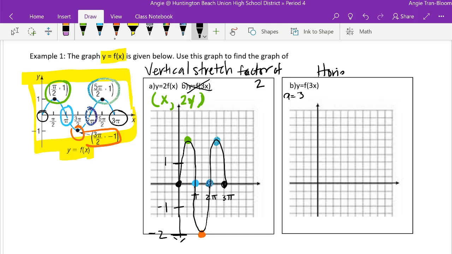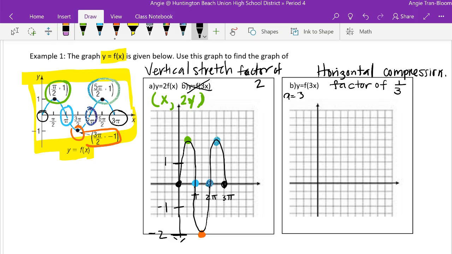Horizontal. We'll spell it out first. Horizontal what? Compress. Okay. Horizontal compression or horizontally compress, whatever you want to say. Okay. Factor of how much? Carefully. Can you compress and multiply by 3? No. Remember, in horizontal, we have to do 1 over A, right? So what's 1 over A? 1/3. So horizontally compress, or horizontal compression factor of 1 over 3.